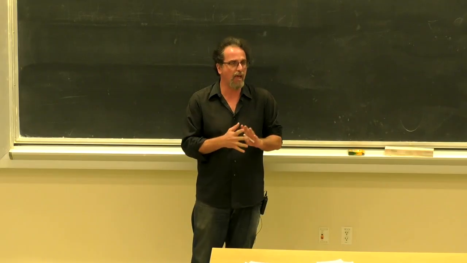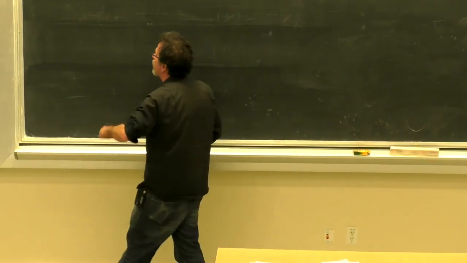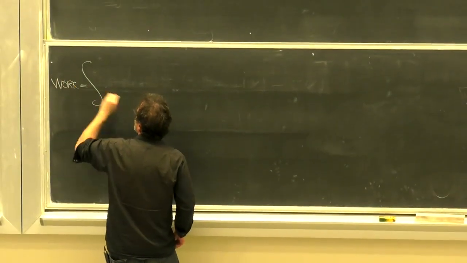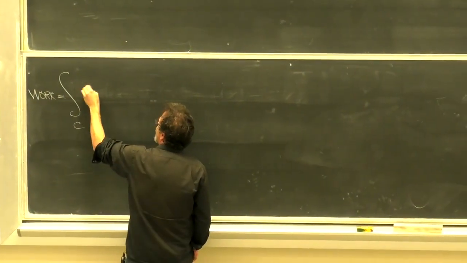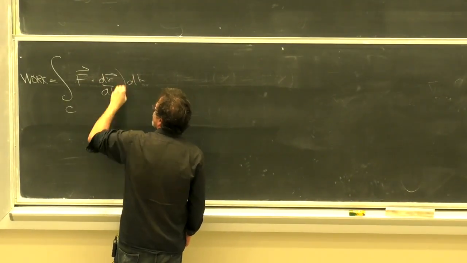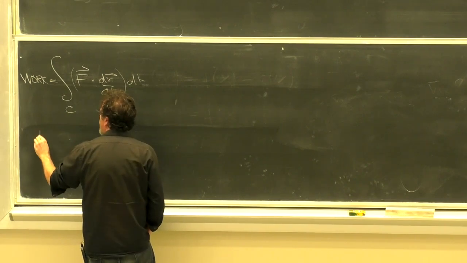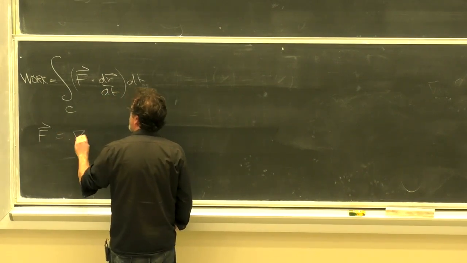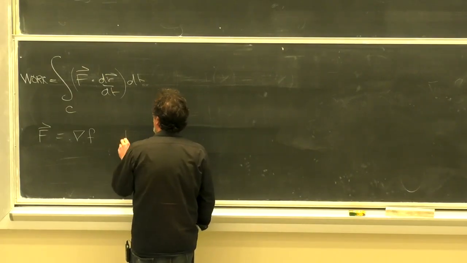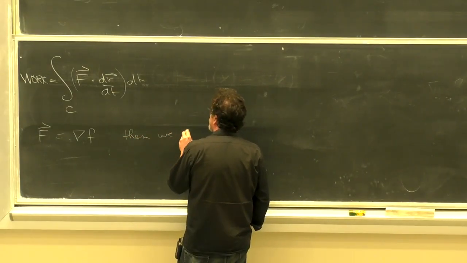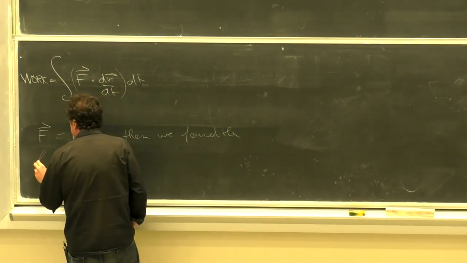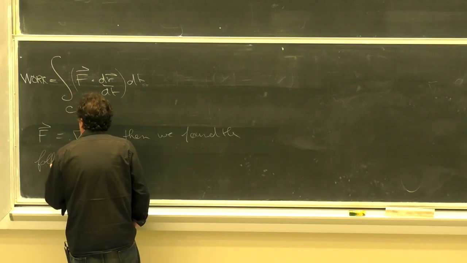But from the perspective of calculus, the issue that we were concerned with is what's going on with this vector field, this work line integral that we have to do, the integral over the curve of f dot dr dt dt. And what I said was when f is equal to the gradient of some other function, little f, then we found the following, okay?